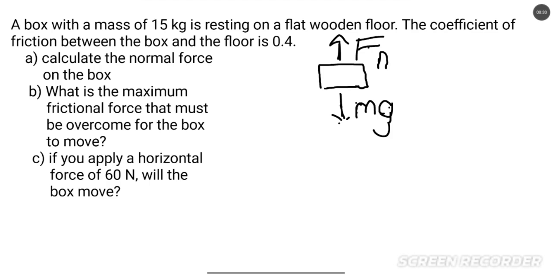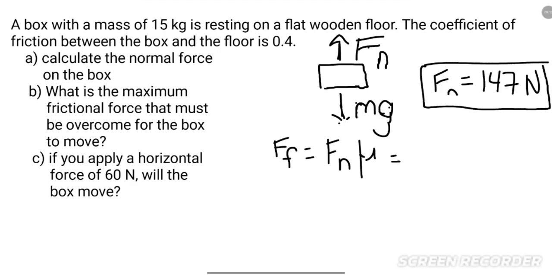Okay, for letter A, we know that the force due to gravity is the same as the normal force, because this box isn't going anywhere. It's not rising, it's not sinking, so it's equal. So all you have to do to find the normal force is figure out mg and multiply the mass times gravity, and you're going to find the solution. But the mass is 15, and multiply that times 9.8, and you get 147 newtons in part A.